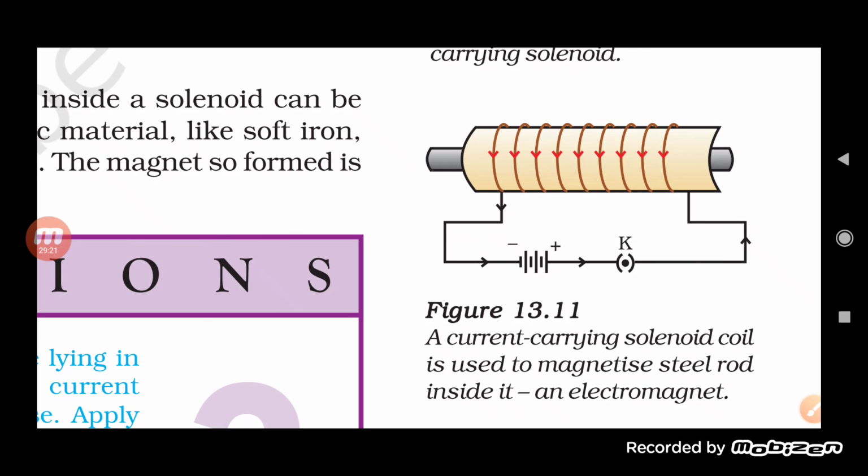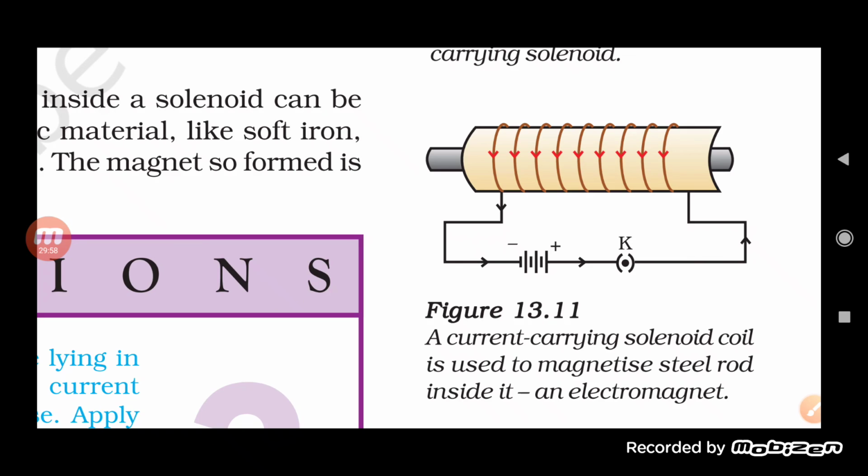And we can increase the strength by increasing the current in the solenoid, or by increasing the number of turns of the solenoid. The number of turns will increase the magnetic field, and the amount of current flowing through it also matters, as we know the magnetic field depends upon the current flowing through it. So the amount of current will also help in increasing the magnetism of the soft iron bar. These are the two methods by which we can increase the strength of the electromagnet.